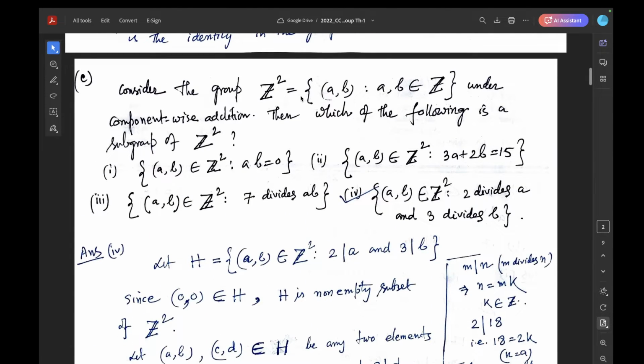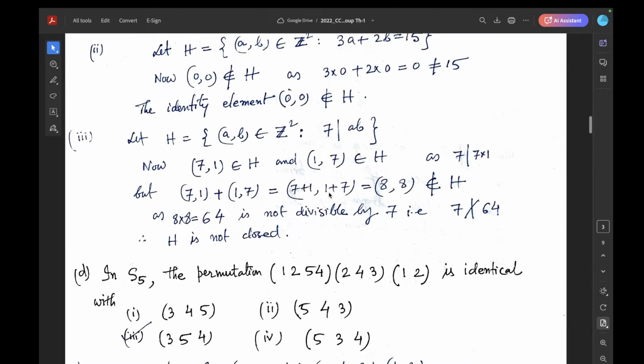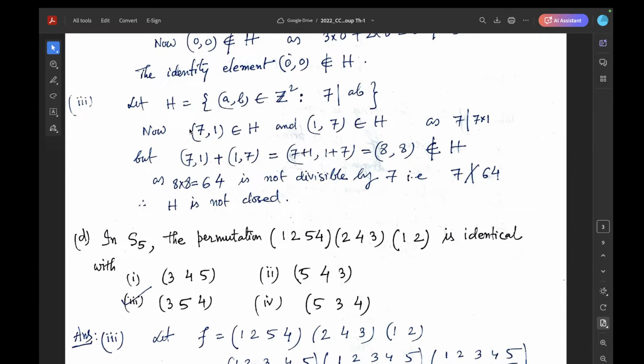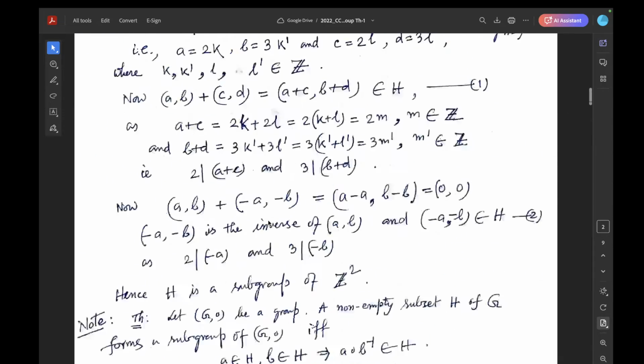Option 3, the set of ordered pairs (a, b) belongs to Z2 such that 7 divides ab. Let (7, 1) belong to H, because 7 divides 7 into 1, which is 7. So the ordered pair (7, 1) belongs to H and (1, 7) belongs to H. But (7, 1) plus (1, 7), with addition, is equal to the ordered pair (8, 8). This does not belong to H because 7 does not divide 8 into 8, which is 64. Hence H is not closed. Hence correct option is 4.